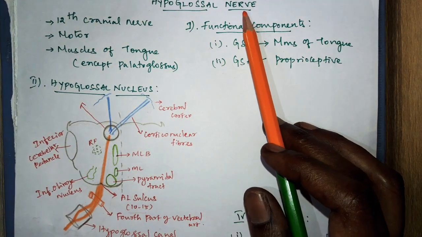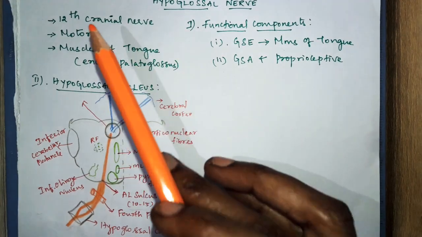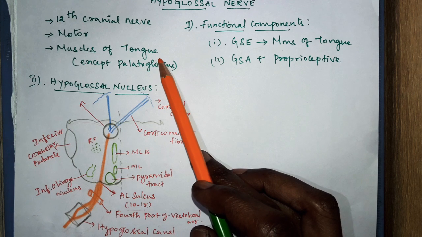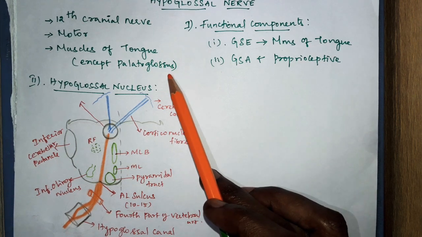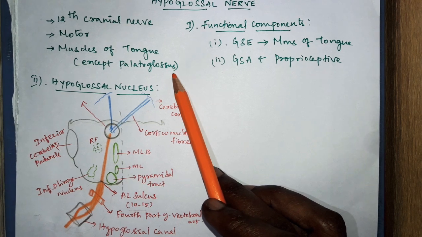Now we will study the hypoglossal nerve. The hypoglossal nerve is the 12th cranial nerve. This is a motor nerve. It supplies all the muscles of the tongue, both intrinsic and extrinsic, except the palatoglossus. Palatoglossus is supplied by the cranial part of the accessory nerve through the vagus.